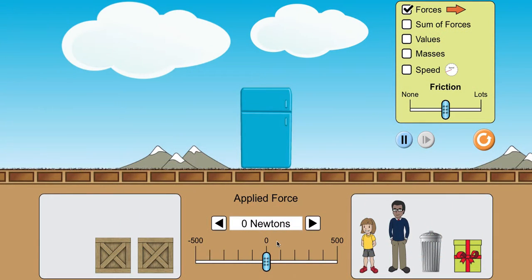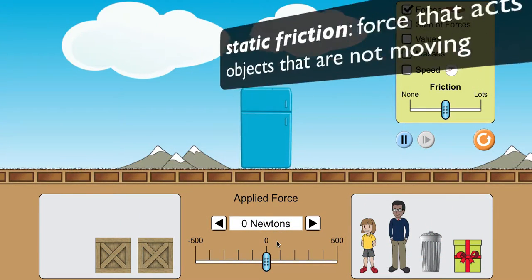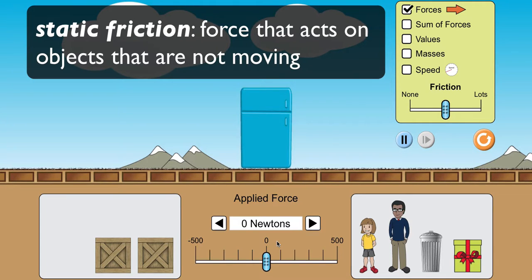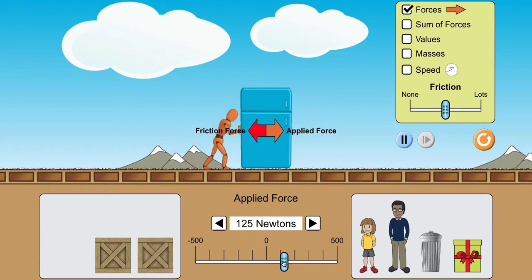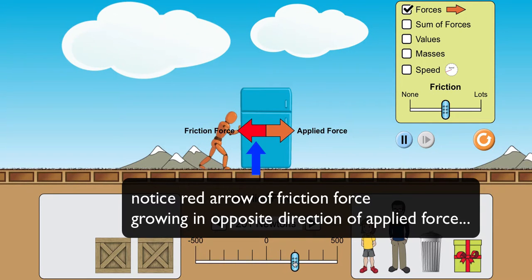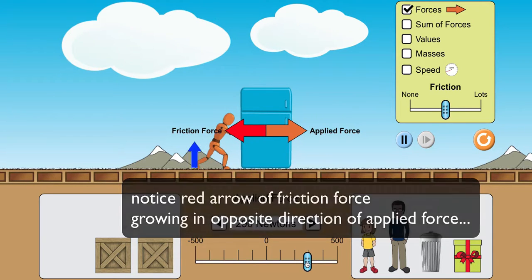Okay, so the first type of friction that we're going to discuss is static friction. Static friction is a friction force that acts on an object that is not moving. Static friction always acts in the direction opposite to that of the applied force. So for example, I'm applying a force to the right. I'm trying to push my refrigerator to the right, but the frictional force, static friction, is applying its force to the left. So it's opposite to my applied force.